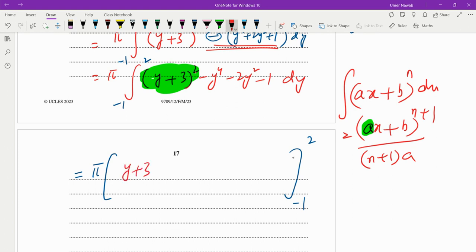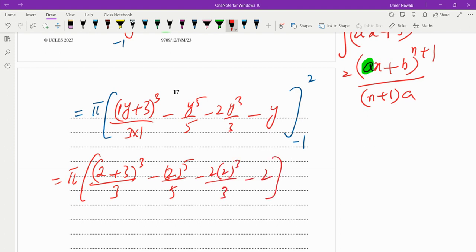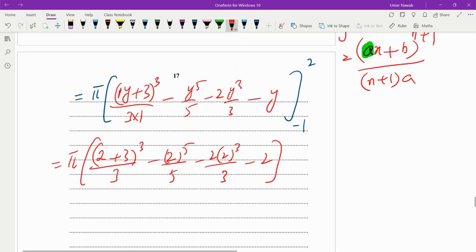So (y plus 3) raised to power 3 over 3, power rule. The coefficient of x is 1, no need to divide. Minus the integration of y power 4, what is it, guys? y power 5 over 5, minus 2 as it is. The integration of y squared is y cubed over 3, and the integration of 1 is y. Now the time has come to apply the upper limit and the lower limit. So the upper limit I substitute in the place of y: 2 plus 3 whole power 3 over 3 minus 2 power 5 over 5 minus 2, 2 power 3 over 3 minus 2. So in the place of y, I substituted the upper limit.